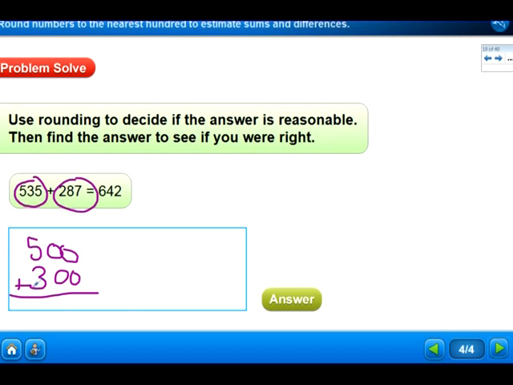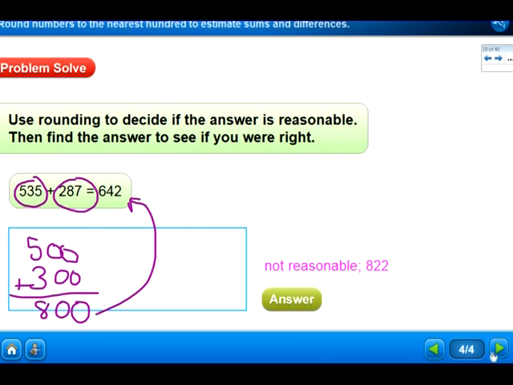5 plus 3 equals 8. 800. Is that anywhere close to 642? Is it a reasonable answer, this 642? No, it should be closer to 800. Let's check our answer. Not reasonable. If we added it up correctly, we would see that it's 822.